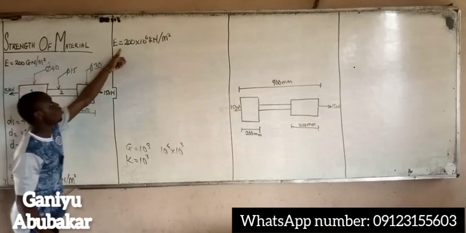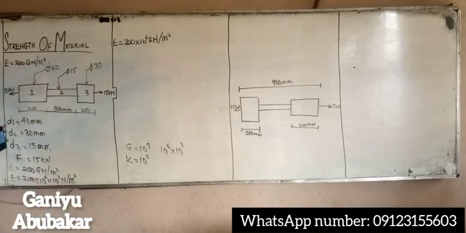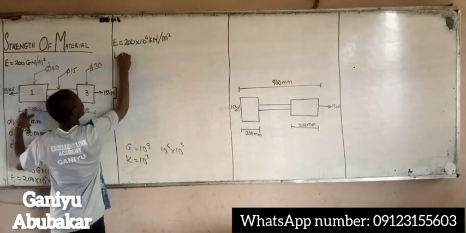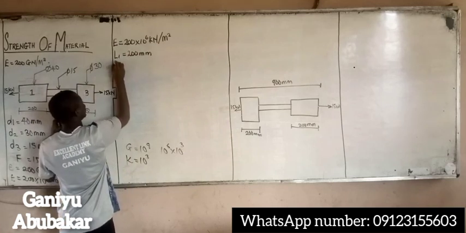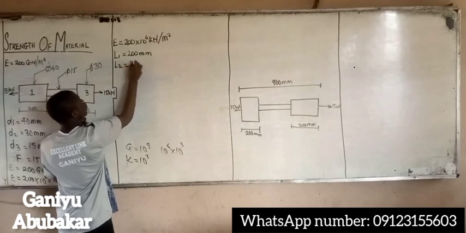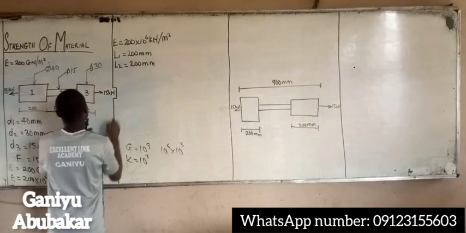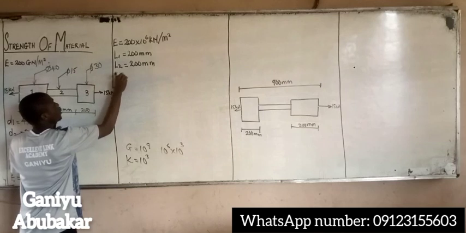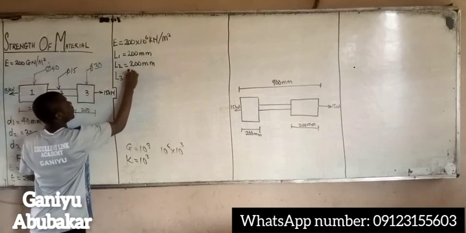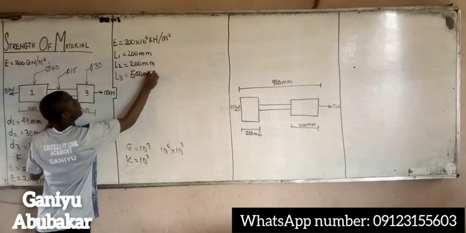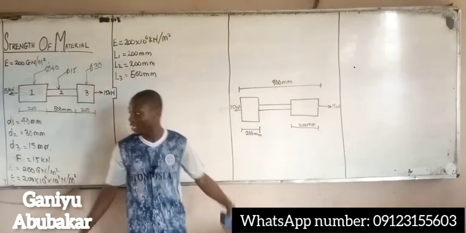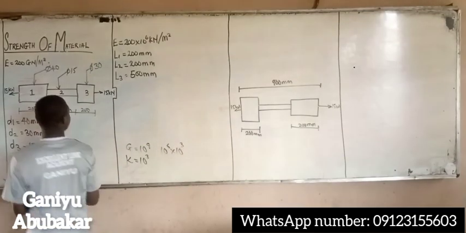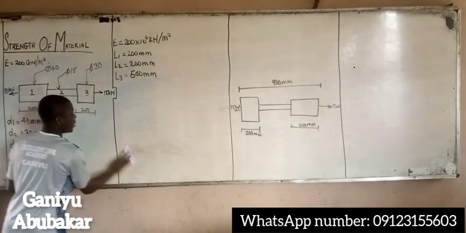I'm using this now. Also, I'm given diameters 1, 2, 3. I'm also given the length of section 1 to be 200 millimeter. Length of section 2 to be also 200 millimeter. Obviously, the last section 3 is 500 millimeter. So these are the first tasks here, right? Now listen, please.